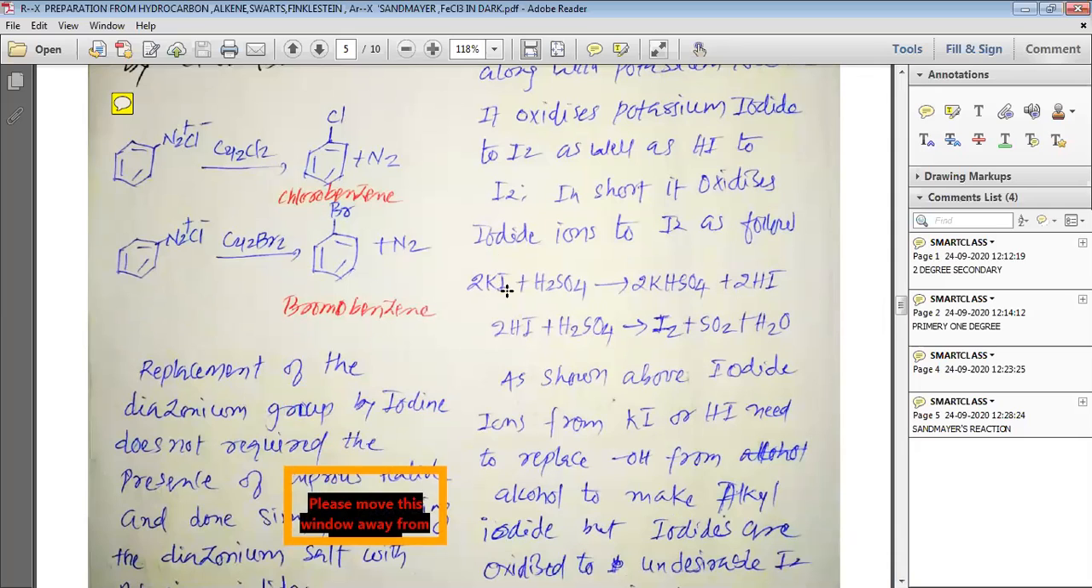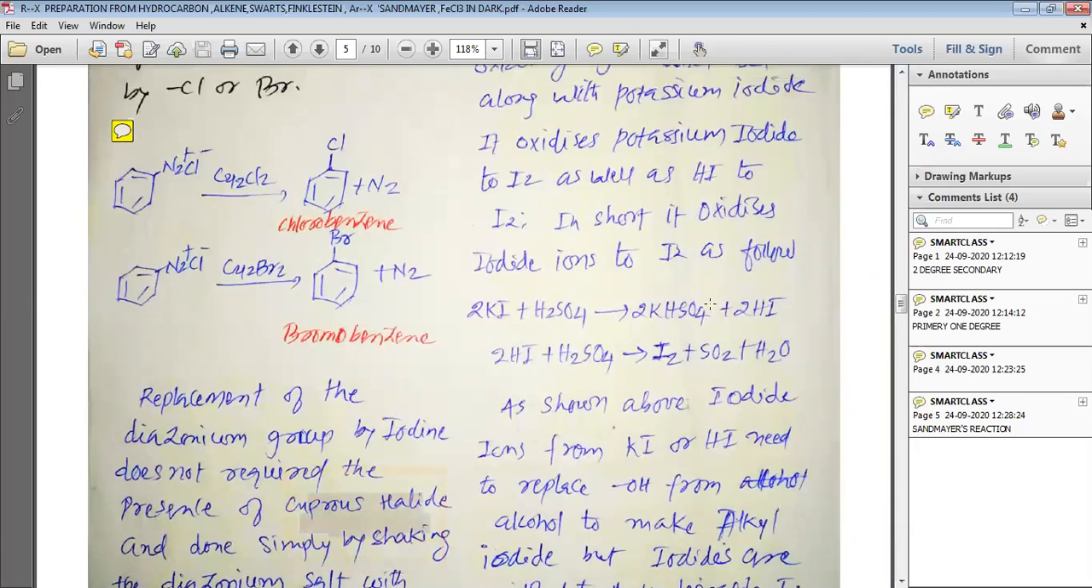If it is potassium iodide, then first it converts to hydrogen iodide and then hydrogen iodide to iodine. Or if they are hydrogen iodide, they can be directly converted to iodine. Thus, when we are converting alcohol into the alkyl iodide, these iodide ions are needed to replace alcohol so that we can get alkyl iodide.